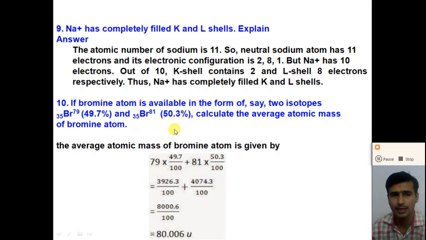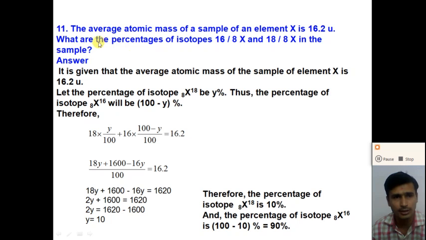Now, similarly, we take another question, number 11. The average atomic mass of a sample of an element X is 16.2 AMU.